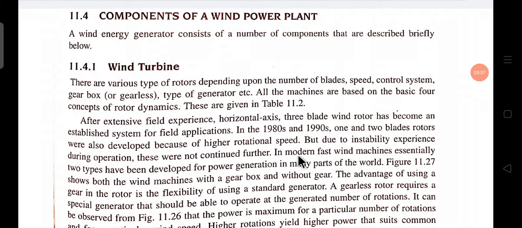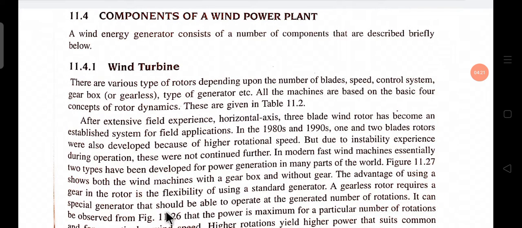In modern fast wind machines, essentially two types have been developed for power generation in many parts of the world. Figure 11.27 shows both the wind mechanism with a gearbox and without a gearbox. The advantage of using a gear is the flexibility of using a standard generator. A gearless rotor requires a special generator that should be able to operate at a given number of rotations.